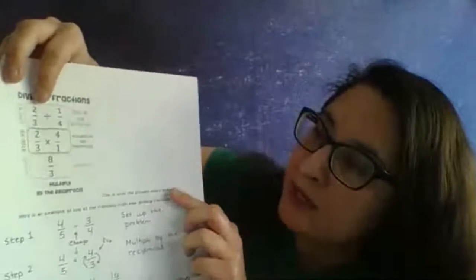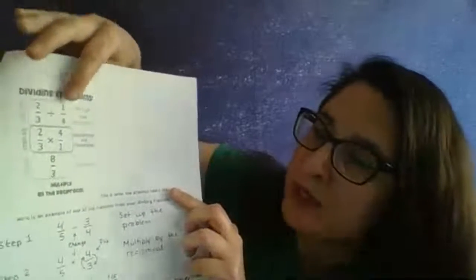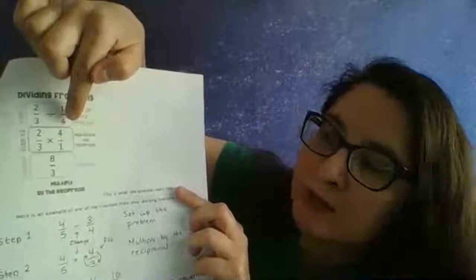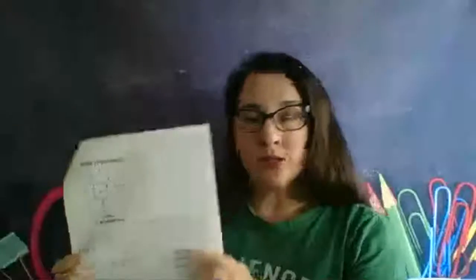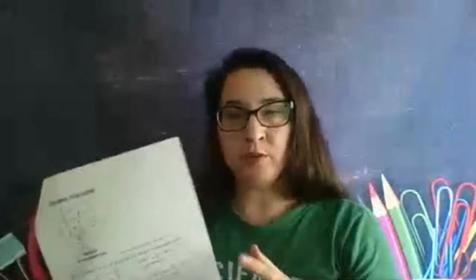On the second page that you'll be getting, it's going to have a little diagram of it, and it's the same thing. It's showing the same thing. Step 1, you're going to set up the problem. Step 2, multiply by the reciprocal. That's when you flip it. And then step 3, you're going to simplify. Now, you're either going to simplify or you're going to have to convert it into a mixed fraction, which your little cards here tell you how to do.